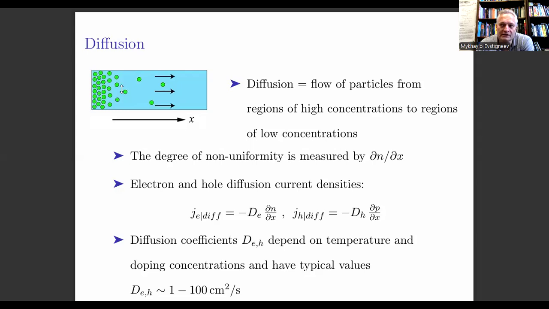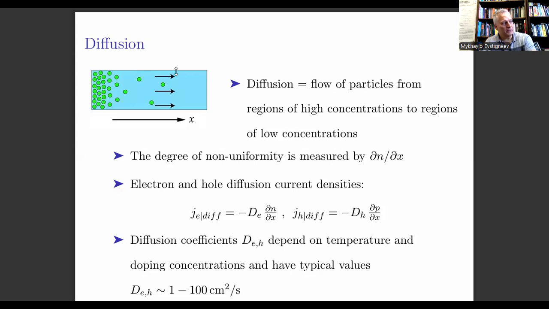Atoms find themselves in the state of perpetual thermal motion, random chaotic motion. And in principle, for each individual atom, in the symmetric situation, when there are no fields, no forces acting on the atoms, they are as likely to go left as to go right. There is no preferred direction. But if you have more atoms concentrated in one region of space, then statistically atoms are more likely to leave that region than to enter that region. And this is called diffusion.